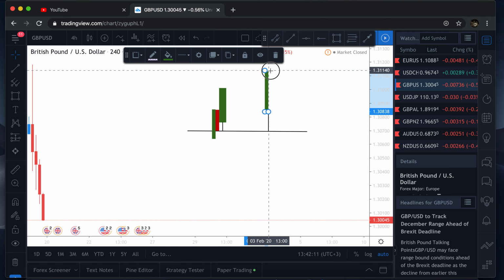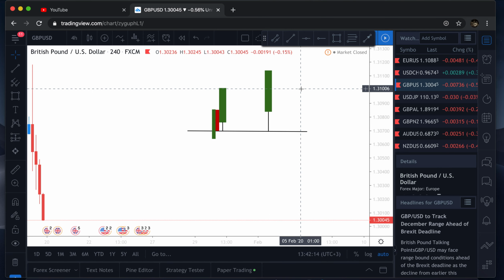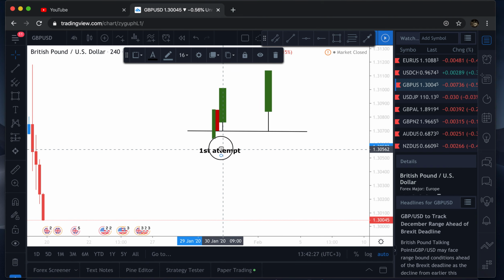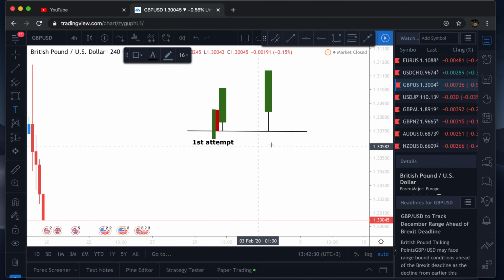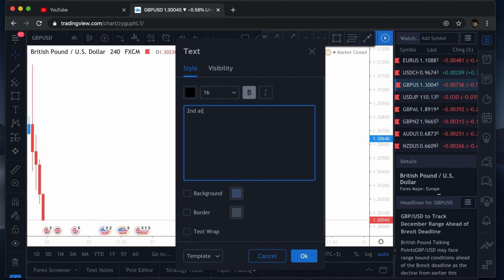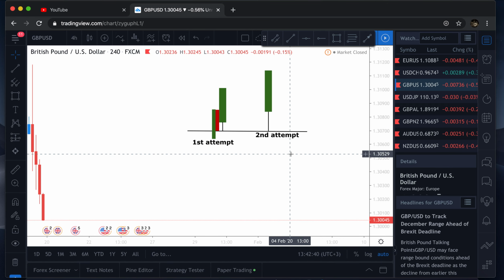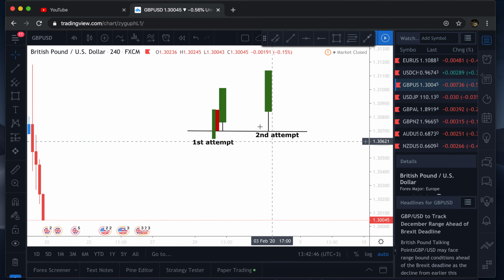My apologies. There we go. So we are only going to trade the first attempt and the second attempt for a previously broken structure. Just like the normal support and resistance, we are going to trade a broken structure only the first and the second time.